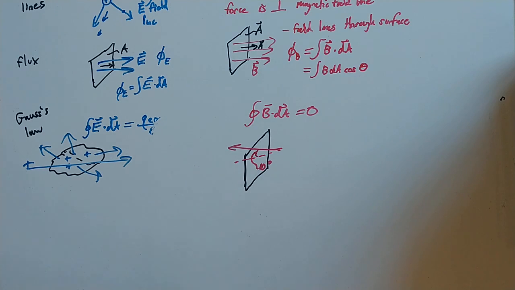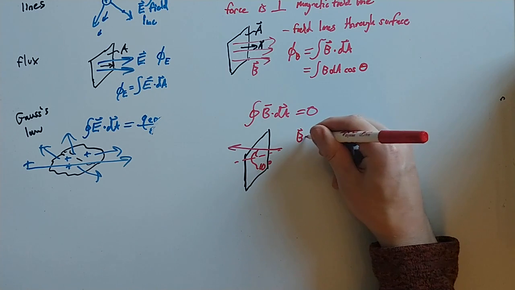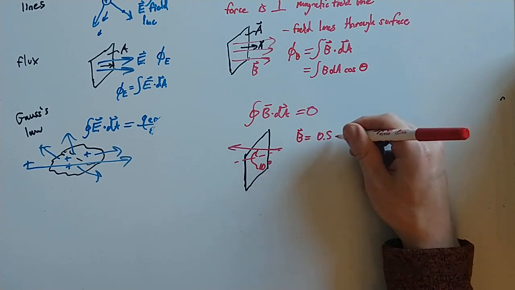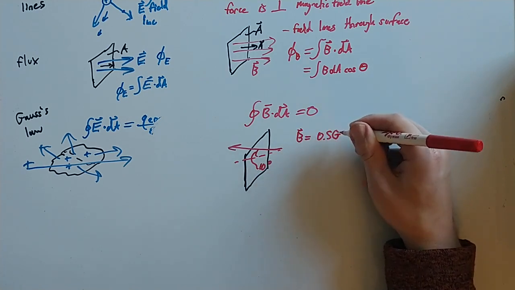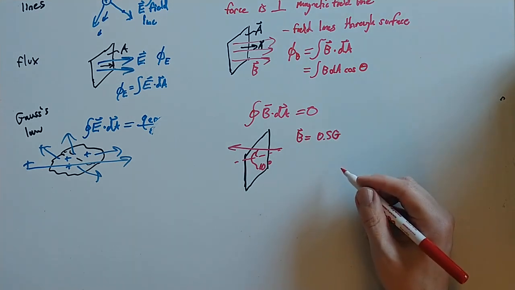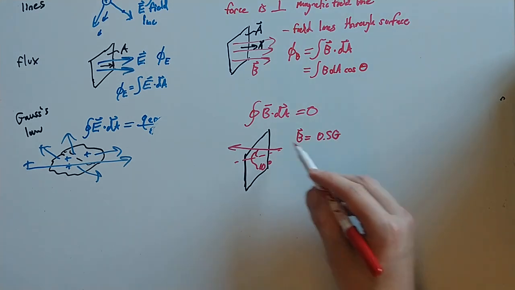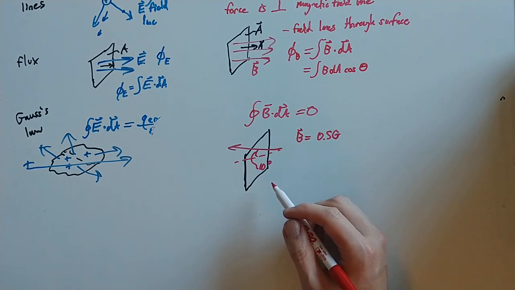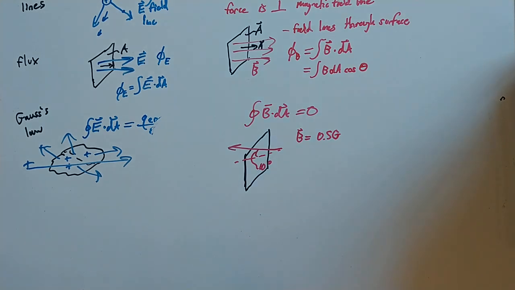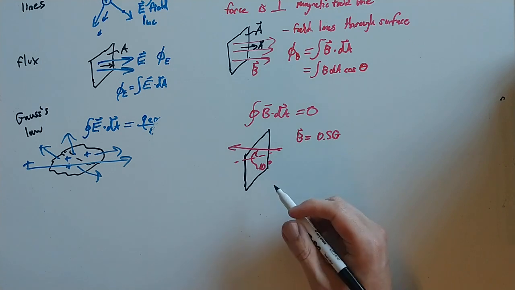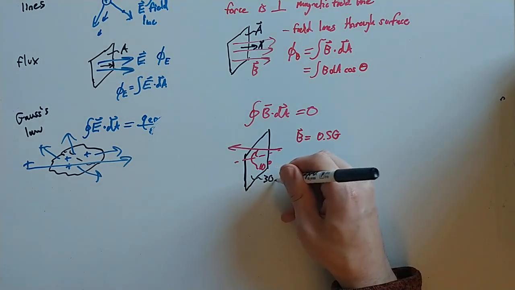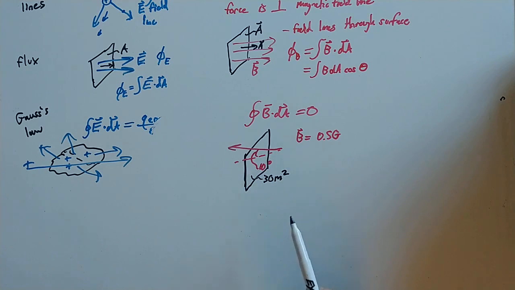All right. Now, Earth's magnetic field, how strong is it? The magnetic field of the Earth is about half a Gauss, 0.5 Gauss. And let's say that this wall, what's the typical size of a classroom wall? Well, maybe let's say that our classroom wall is 30 square meters. All right. So now we could think about, what's the flux through that wall? What's the magnetic flux through that wall?